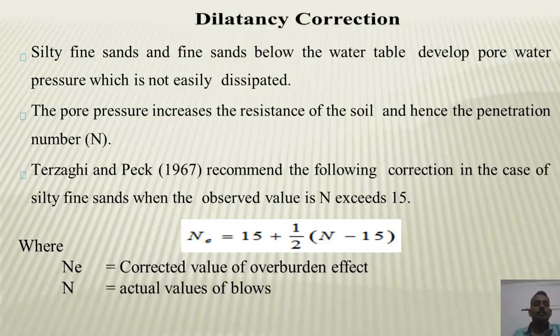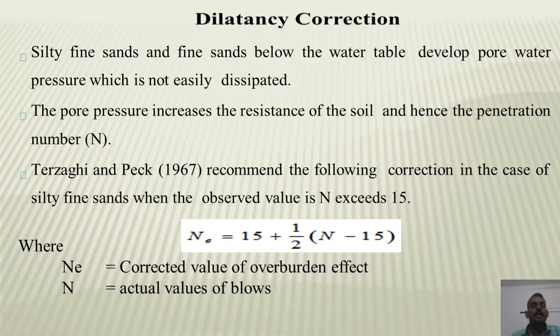The two corrections involved in standard penetration test are: first one is dilatancy correction. This correction is especially made for silty fine sands and fine sands below the water table, which develops a pore water pressure which is not easily dissipated. The pore pressure increases the resistance of soil and hence penetration number. Terzaghi and Peck in 1967 recommended the following correction in case of silty fine sands when observed value exceeds 15.